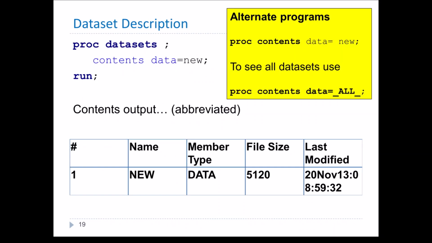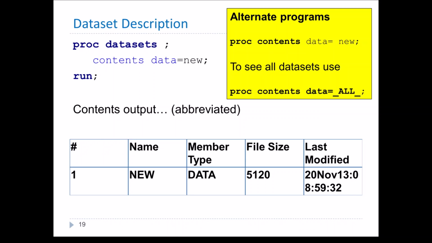All right, so let's look at this little program here. This program allows you to see all of that information that we just talked about. And it's called proc datasets. So it's a simple program: proc datasets, contents, data equal new. Now remember, we just created a data set called new. So what we're saying is we want you to show me the contents of data equal new. Now notice I have an alternative program there that you could also use.